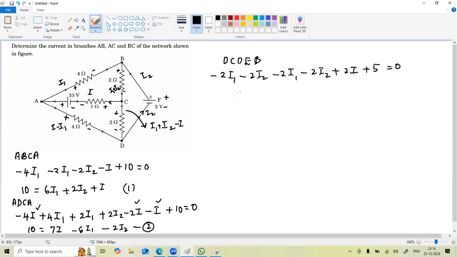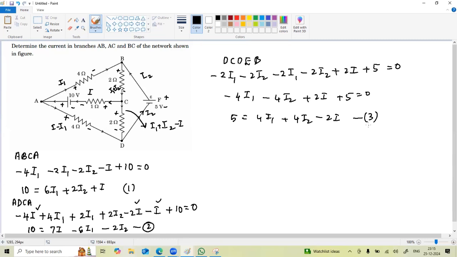So 2I1 minus 4I1, then 2I2 minus 4I2, plus 2I, plus 5 equals 0. Or you can take 4I1, 4I2 to the other side. So it will become 5 equal to 4I1 plus 4I2 minus 4I. This is equation number 3.